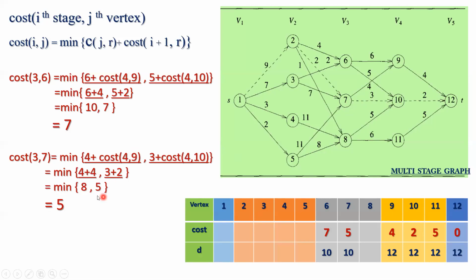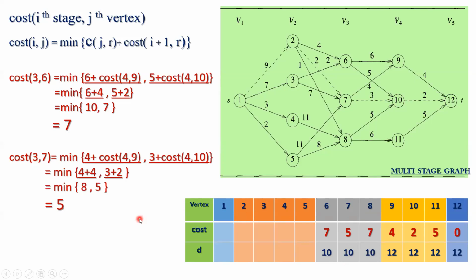So which is minimum now? 5 is minimum. I have updated in the table. Cost of vertex 7 at stage 3 is 5. From 7 I can lead, the edge is leading us to vertex 10 again. Vertex 10 again. This is updated.